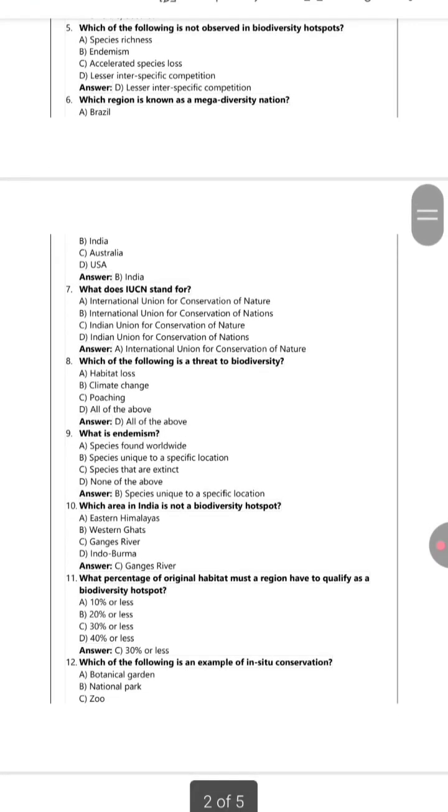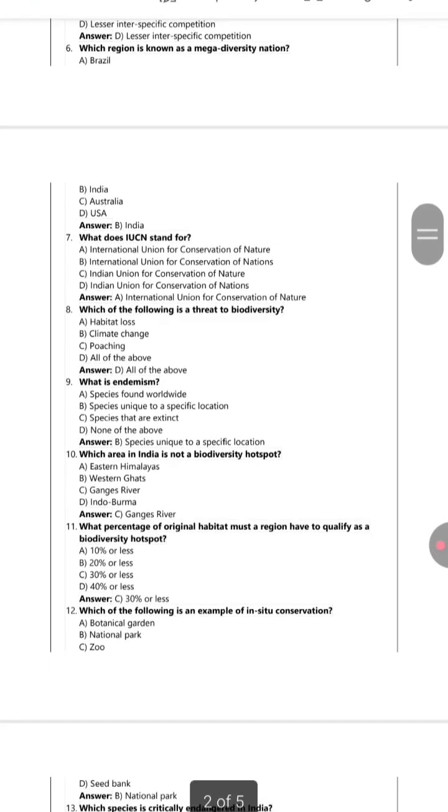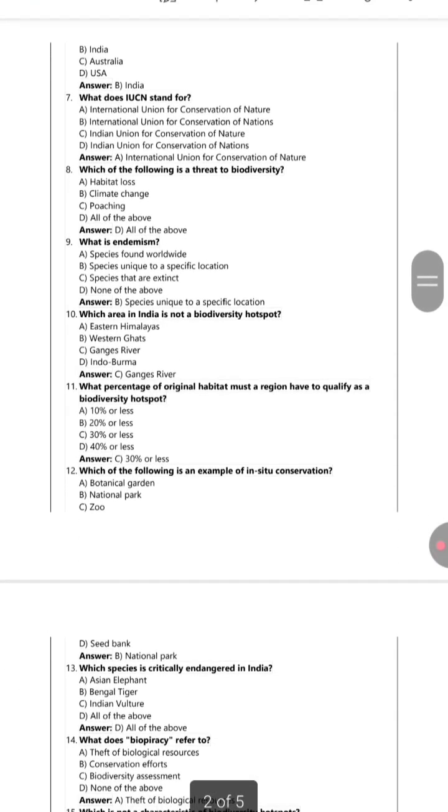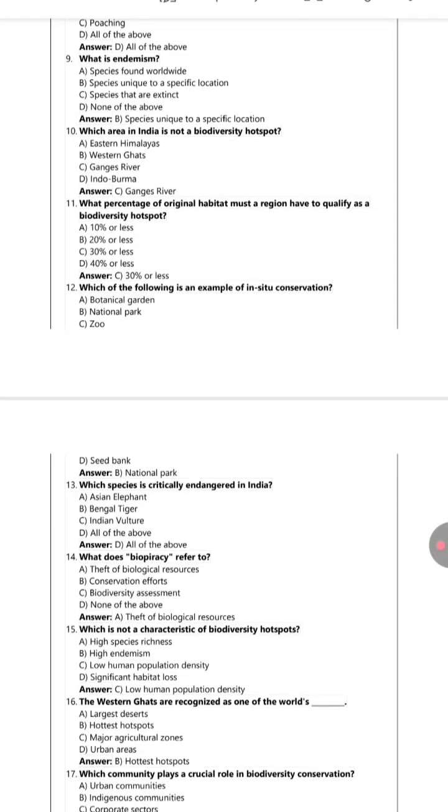India. What does IUCN stand for? International Union of Conservation for Nature. Which of the following is a threat to biodiversity? All of the above. What is endemism? Species unique to a specific location. Which area in India is not a biodiversity hotspot? Ganges River. What percentage of original habitat must a region have to qualify as a biodiversity hotspot?